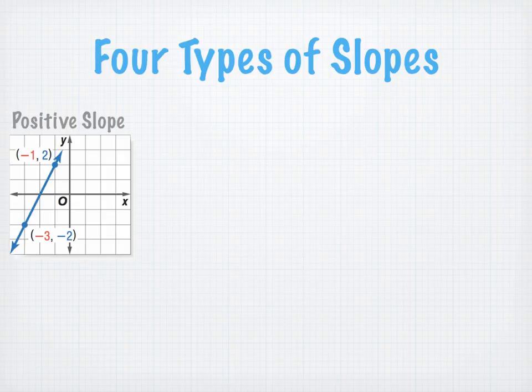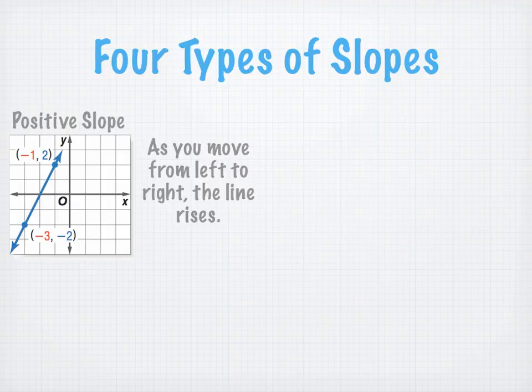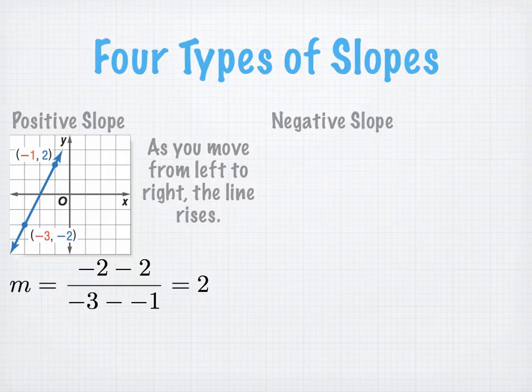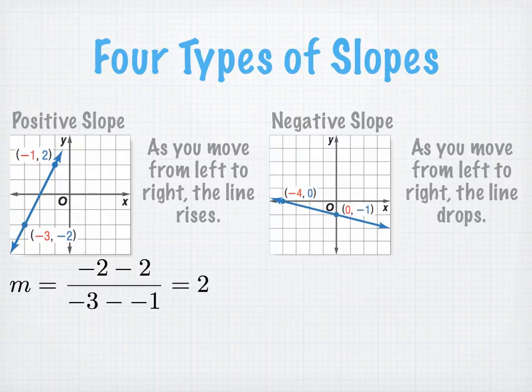So we have 4 basic types of slopes. There's a positive slope, which means as you move from the left to the right on the x-axis, the line rises. So in the example here, we've got the points -1, 2 and -3, -2, which gives us a slope of positive 2. Next, we have a negative slope. As you move from left to right, we see that the line drops. So here in this case, we'd have a slope of -1/4.